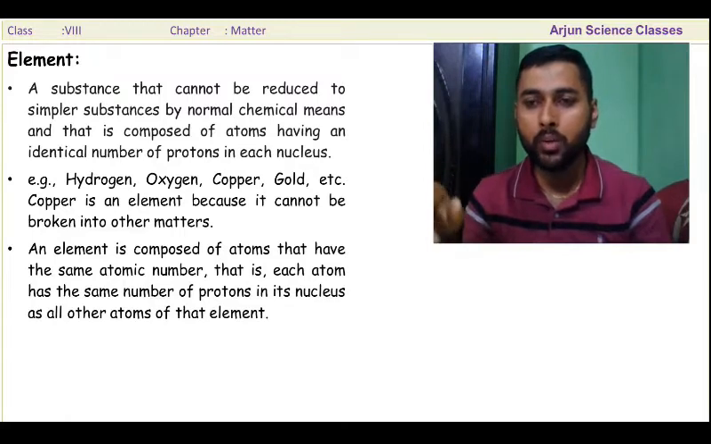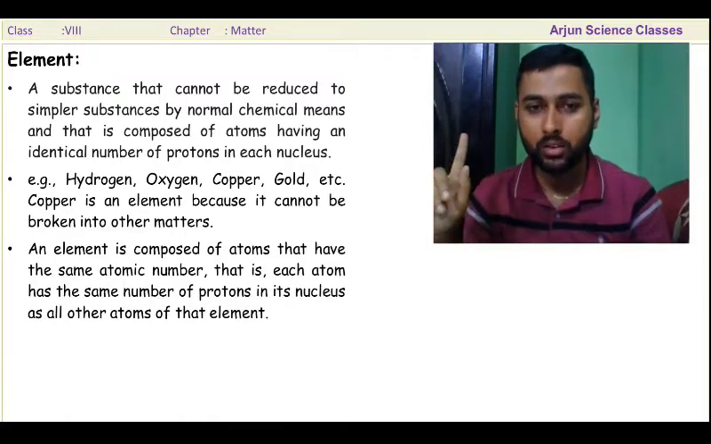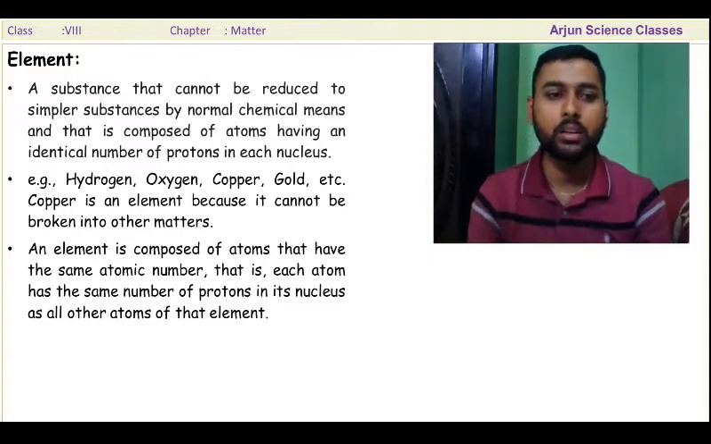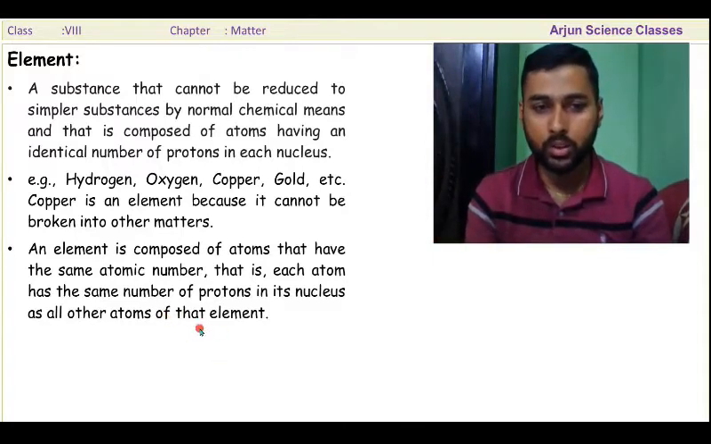For example, the atomic number of hydrogen is 1. That is, each atom has the same number of protons. The number of protons in hydrogen is also 1 in its nucleus, as in all other atoms of the same element, meaning hydrogen. An element is composed of atoms that have the same atomic number, that is, each atom has the same number of protons in its nucleus as all other atoms of that element.